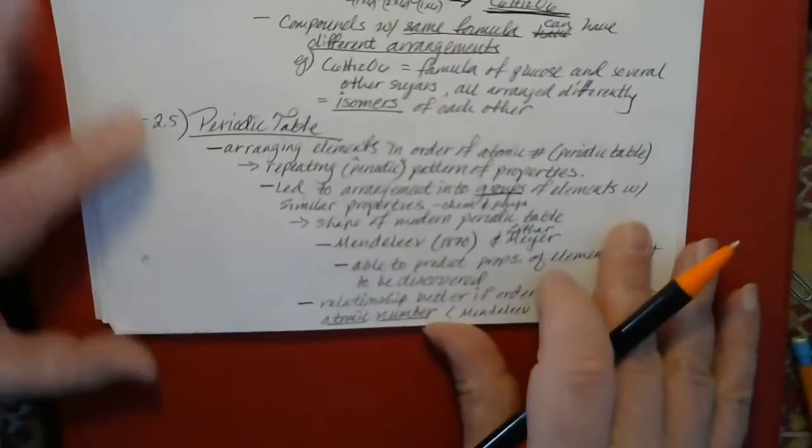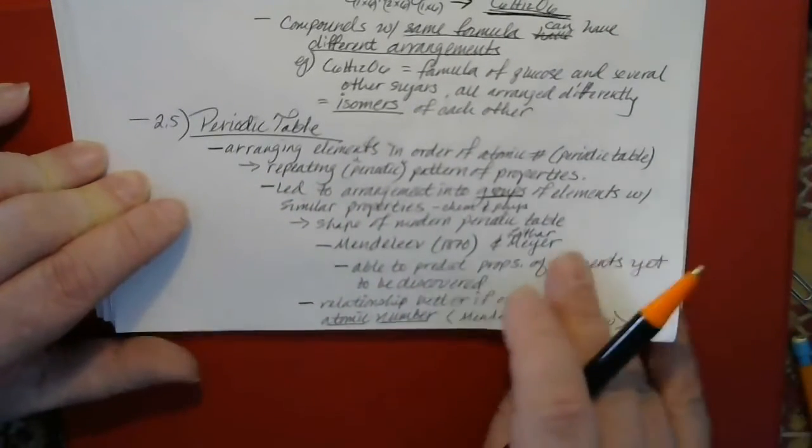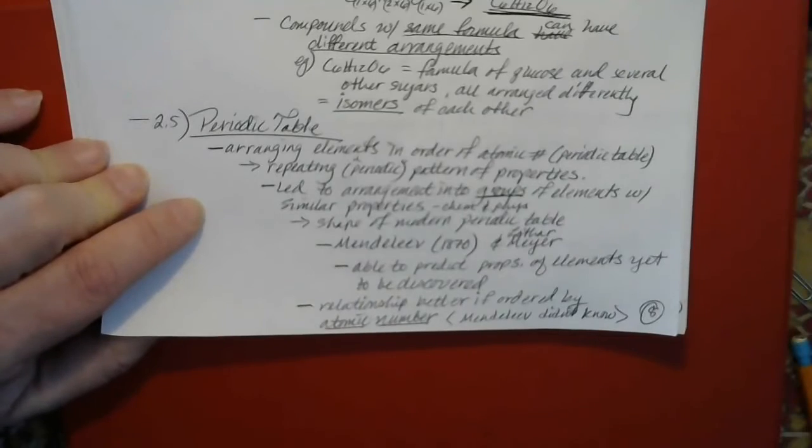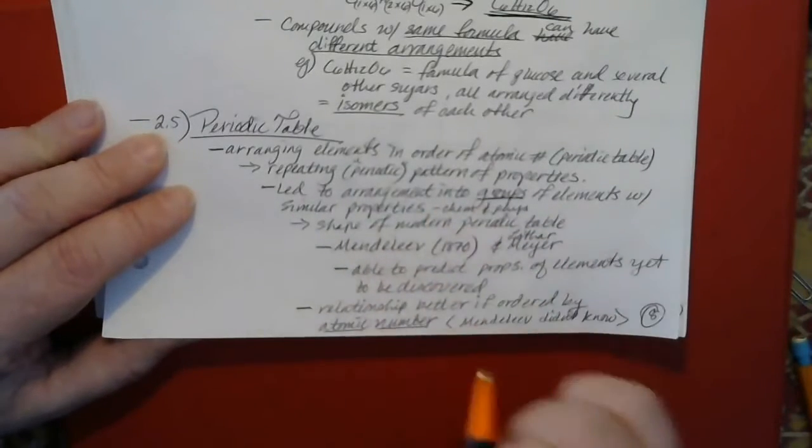Section 2.5 is on the periodic table. And we've seen some of the periodic table and we've discussed it some before also, but this is where we'll kind of bring together everything we've said and some other stuff too.